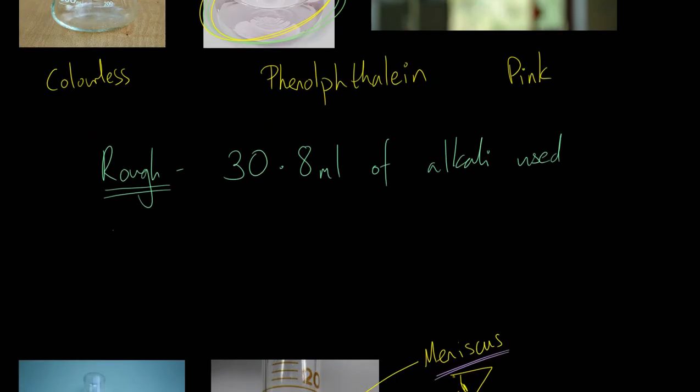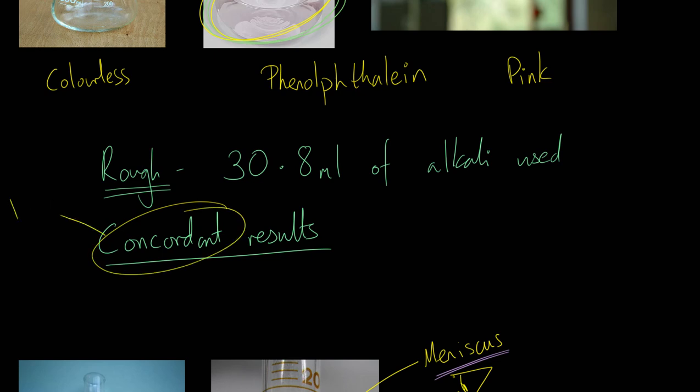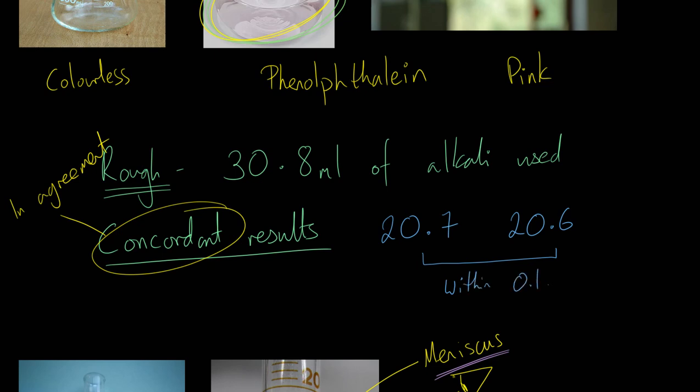And what you are looking for is concordant results. So basically you've got to keep going until you get concordant results. Now concordant is just a fancy way of saying in agreement. So if you got a result of, let's say, 20.7 and 20.6 mil, those would be concordant because they are within 0.1 mil or 0.1 centimetres cubed of each other. Okay, so they have to be concordant, and you have to keep going until you get to that point.